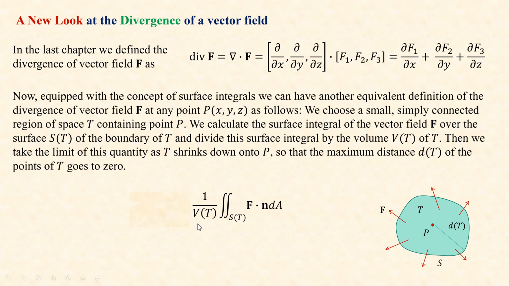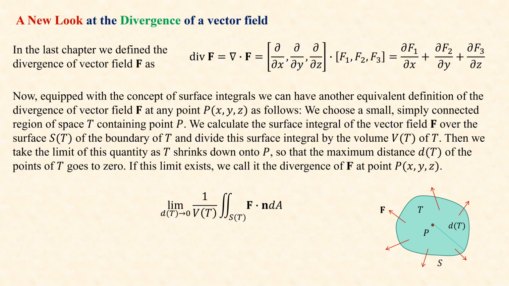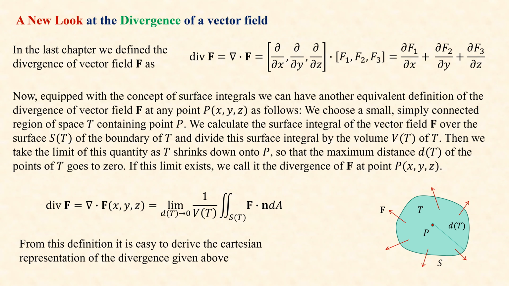Then when that goes to 0, we take the limit of this quantity when delta t goes to 0. If this limit exists, we call it the divergence of f at point P, which has coordinates x, y, z. So we call it divergence of f, or del dot f at x, y, z, any point, equal to this surface integral divided by the volume, in the limit when the dimensions of that volume go to 0. So this is maybe a weird way of defining the divergence.